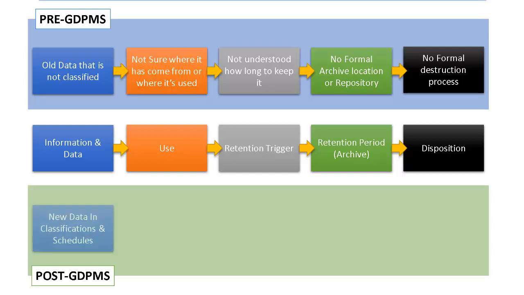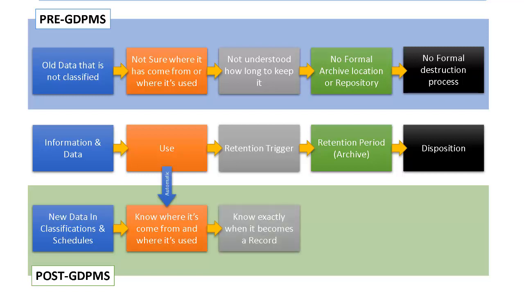Post GDPMS, you'll have new data that comes into the organisation and it will be classified and attached to schedules. We'll know where it's come from and where it's used. This is an automatic process in the GDPMS. Then we know exactly when it becomes a record, and the reason we know when it becomes a record is because we've done the first step, which is to classify the data when we've collected that data from our data subjects. Again, this is an automatic step.